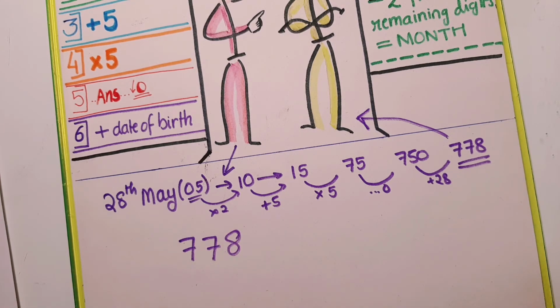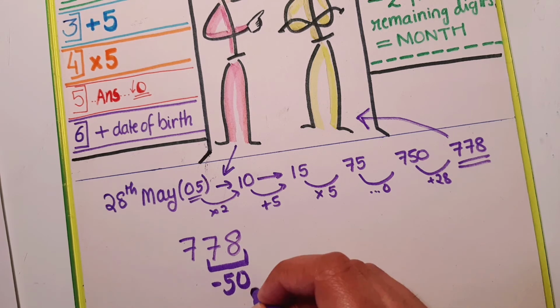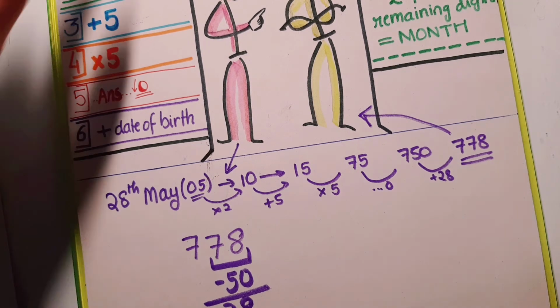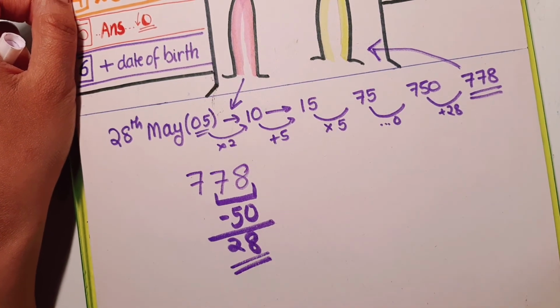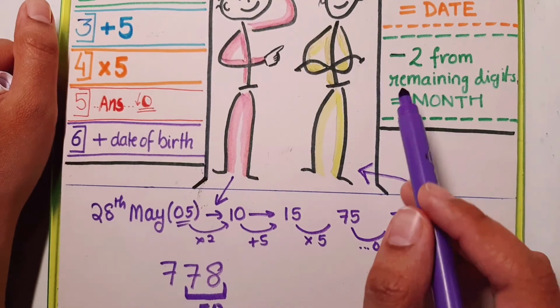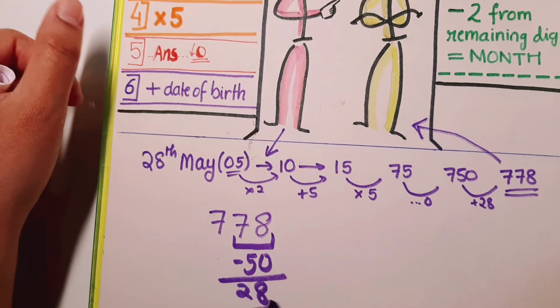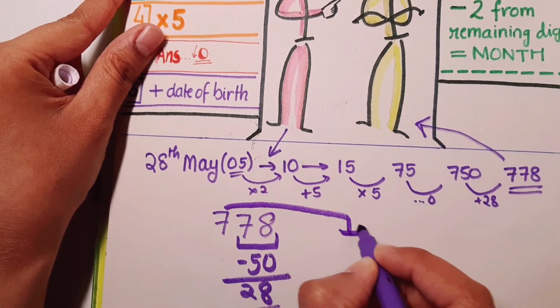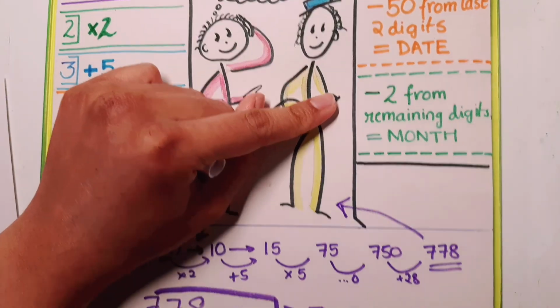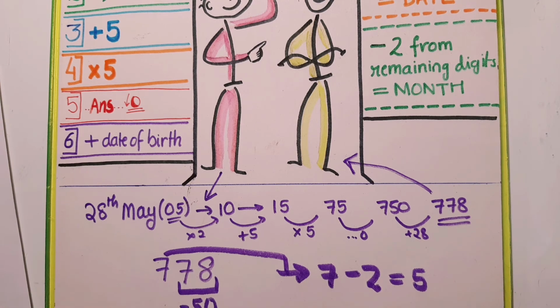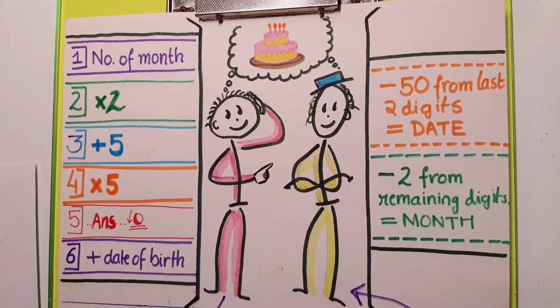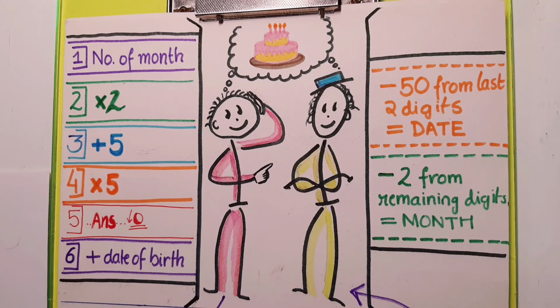So we take the number 778, and what we do is we look at the last 2 digits, and we subtract 50 from it to get 28, right? So 78 minus 50 is 28, so we got the date already. The other remaining digit is the 7 over here. And from the 7, we subtract 2 from it. So 7 minus 2 will give us 5. And there we have easily predicted somebody's birthday using only 2 steps.